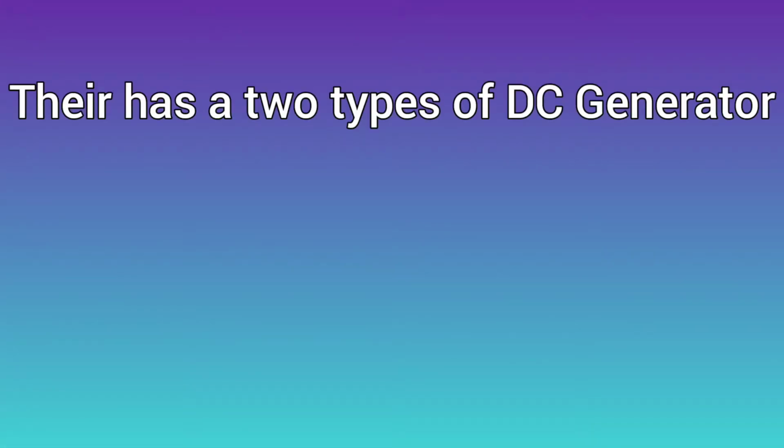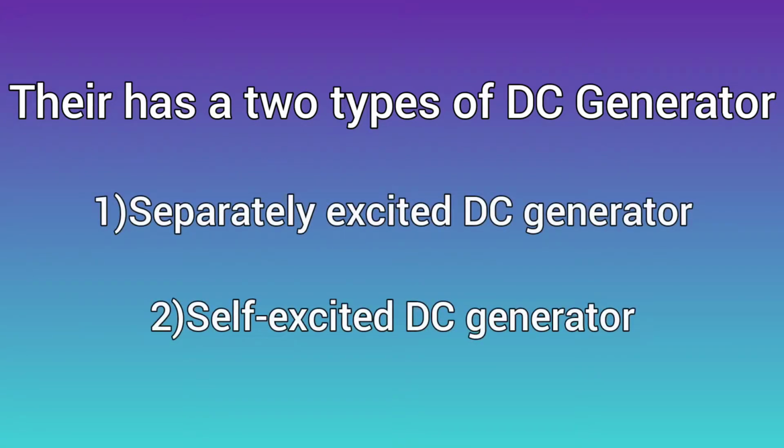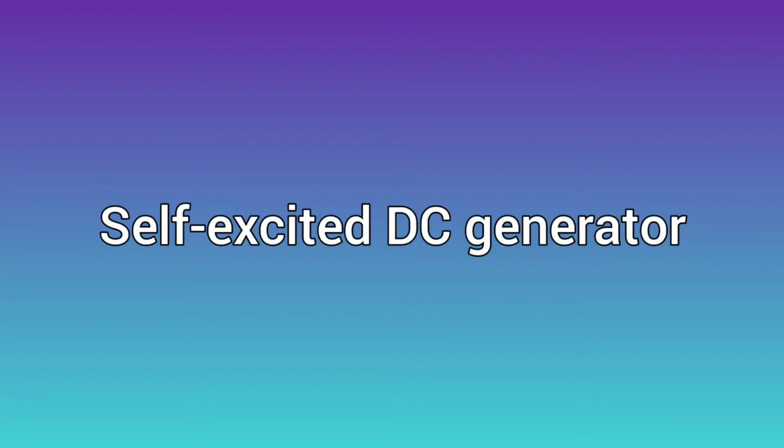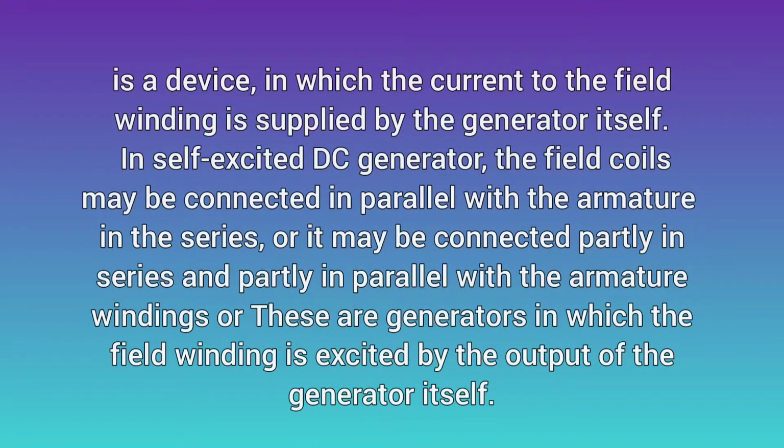There are two types of DC generator. First, separately excited DC generator. Second, self-excited DC generator. Self-excited DC generator is a device in which the current to the field winding is supplied by the generator itself.